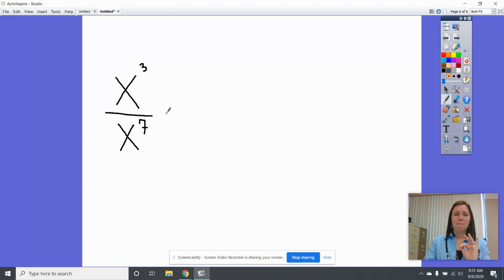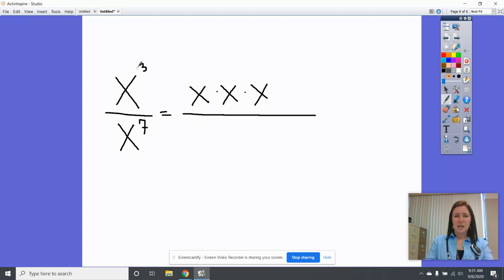So we are dividing. What's happening really here is I have x times x times x on the top of my fraction. And on the bottom, here it was 3 times because it's to the power of 3. So here it is 7 times because it's to the power of 7. 1, 2, 3, 4, 5, 6, 7.